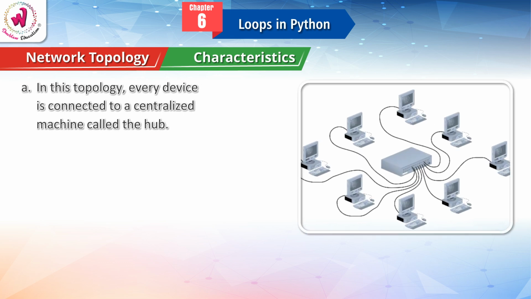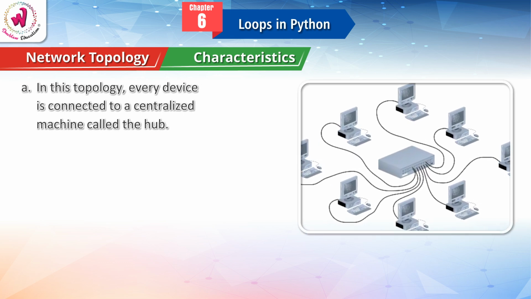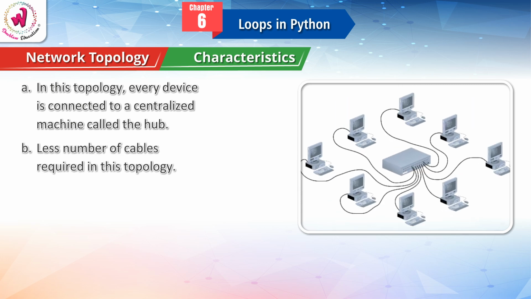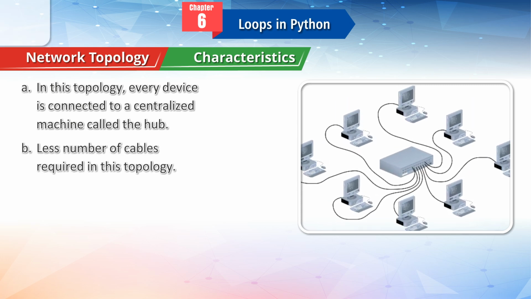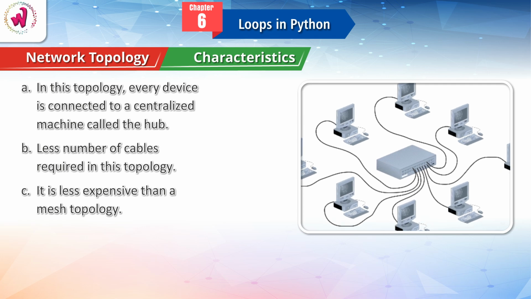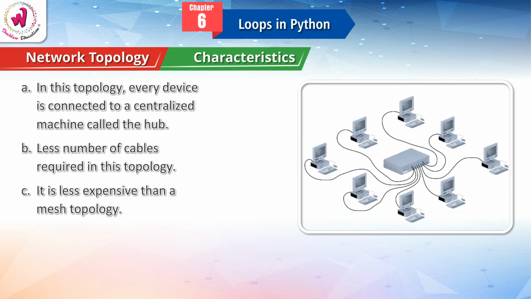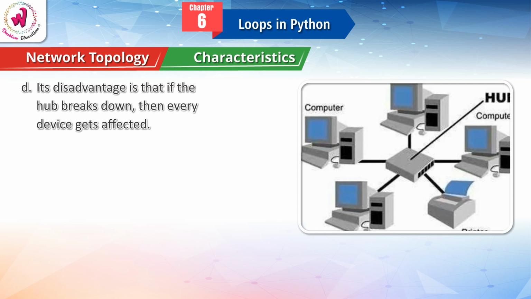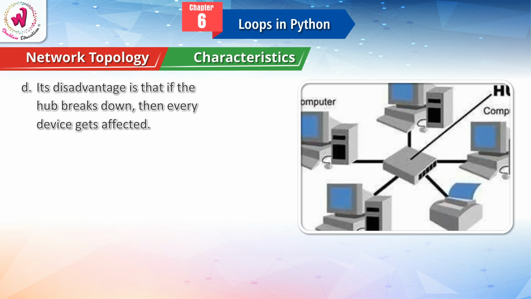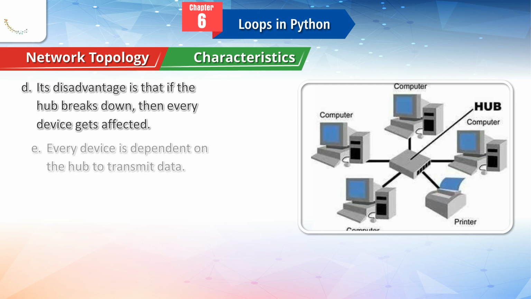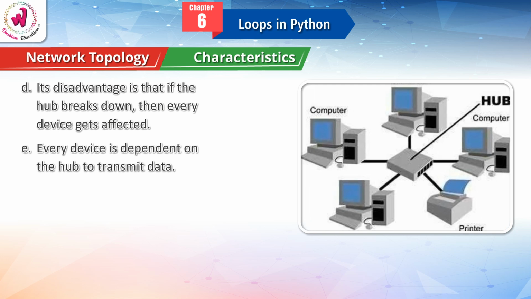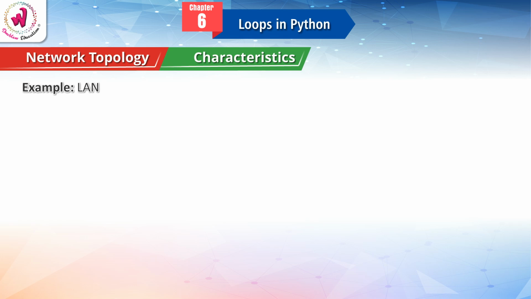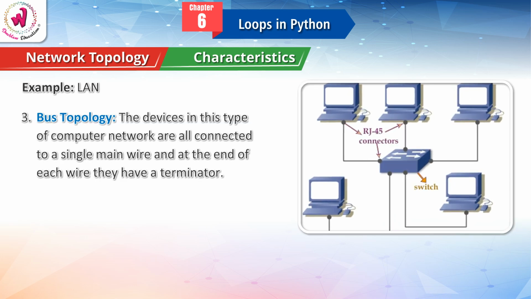Characteristics. A. In this topology, every device is connected to a centralized machine called the hub. B. Less number of cables required in this topology. C. It is less expensive than a mesh topology. D. Its disadvantage is that if the hub breaks down, then every device gets affected. E. Every device is dependent on the hub to transmit data. Example, LAN.